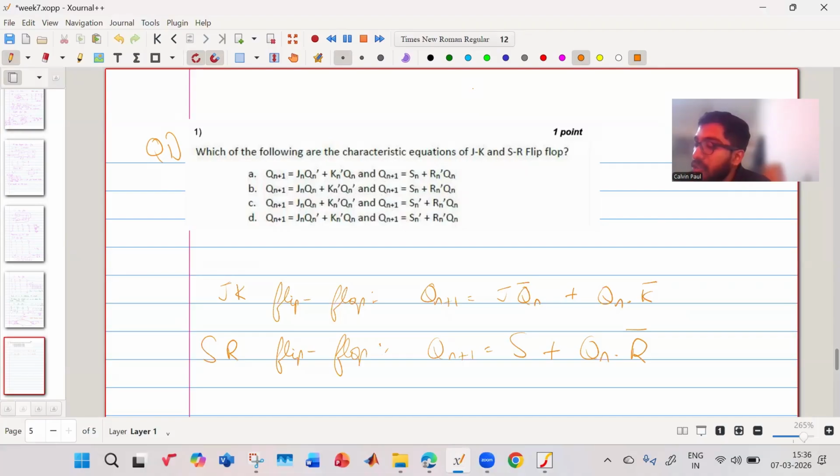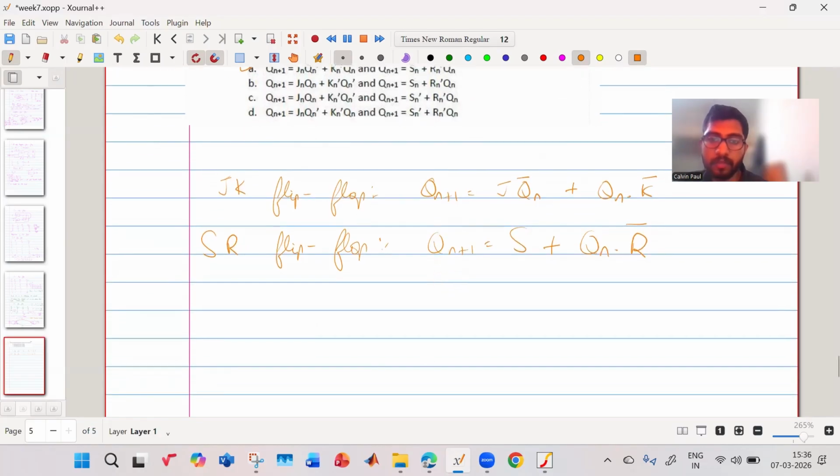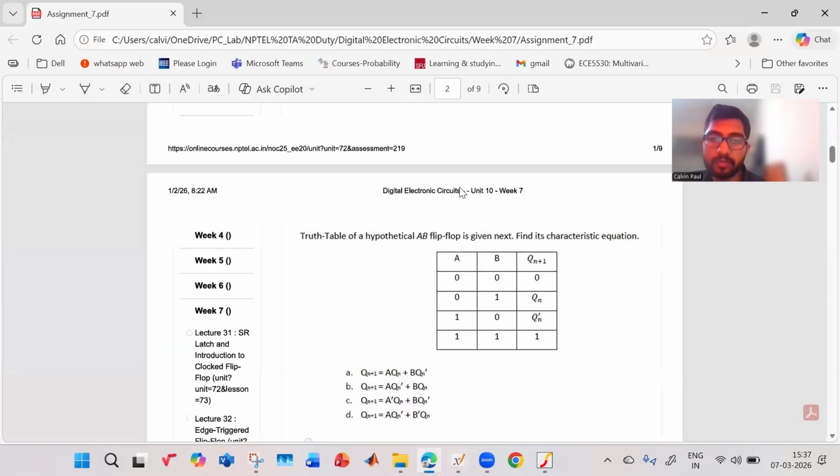So out of this, which is the correct option? The correct option is A, because Qn plus 1 is J Qn bar plus Qn K bar, and then for the SR flip flop, Qn plus 1 is S plus Qn into R bar. That is the correct characteristic equation. We'll go to the next question.